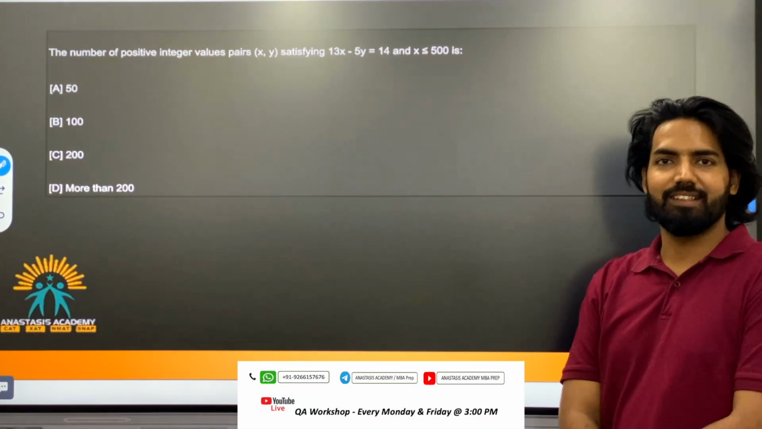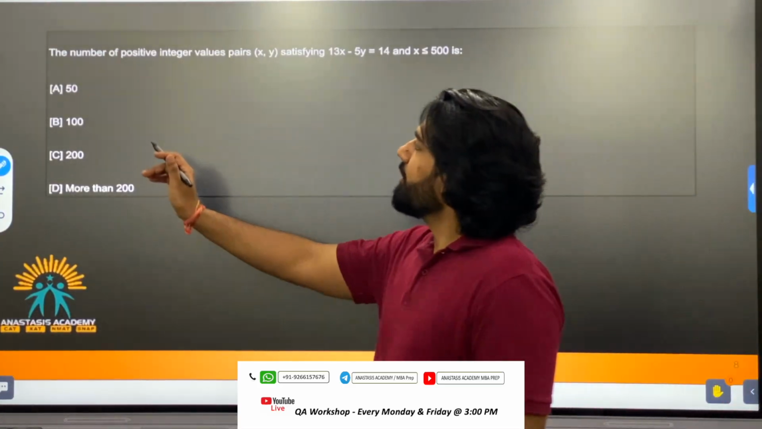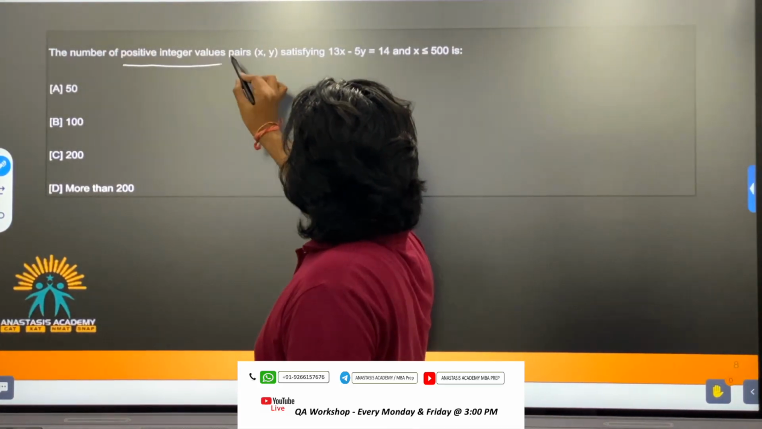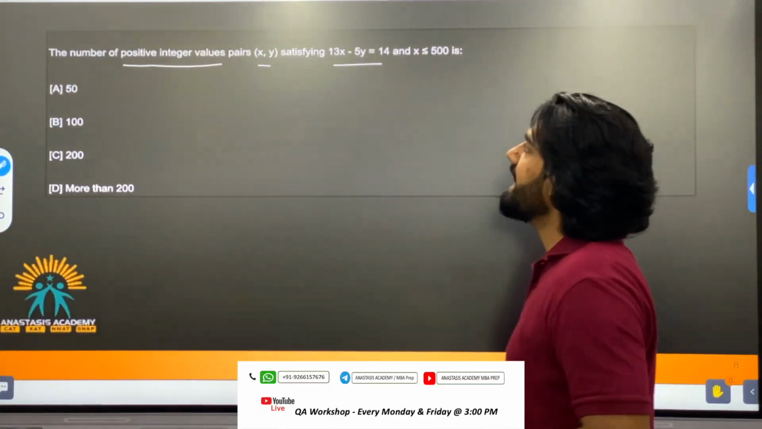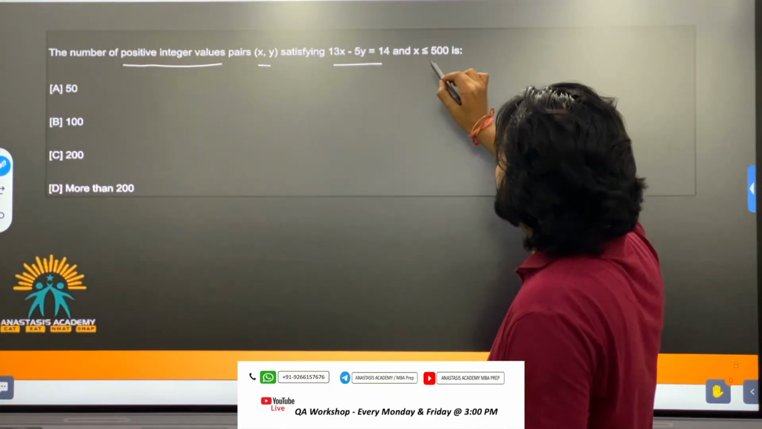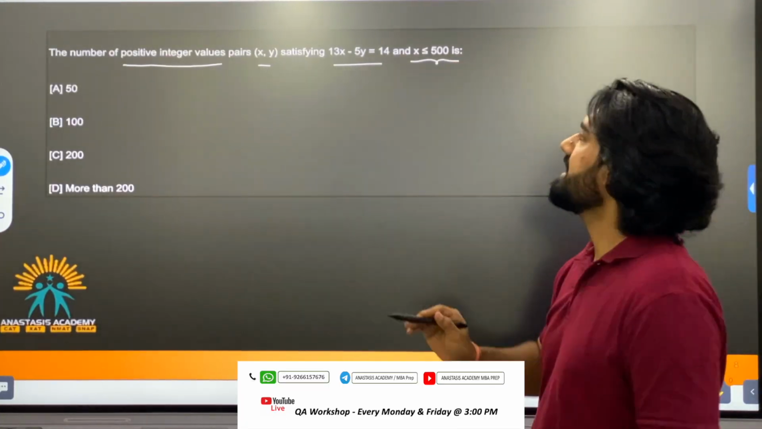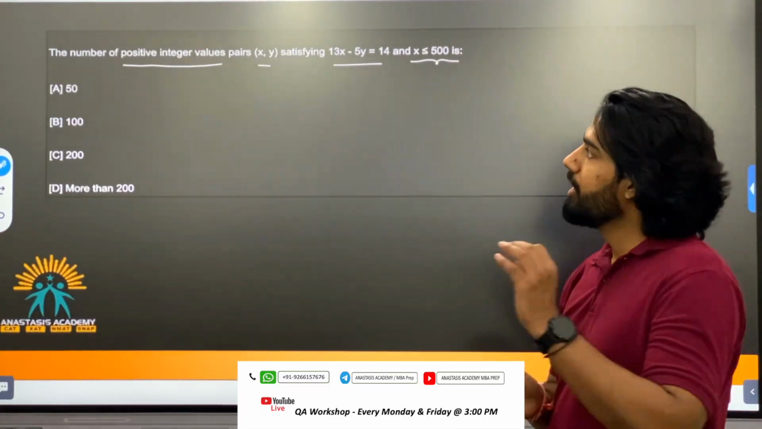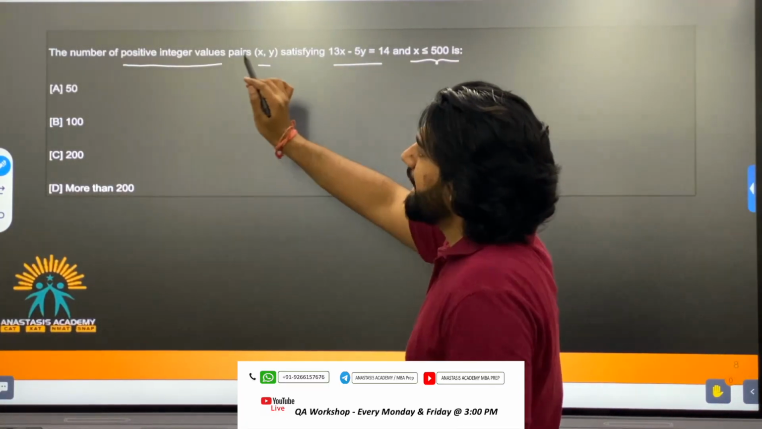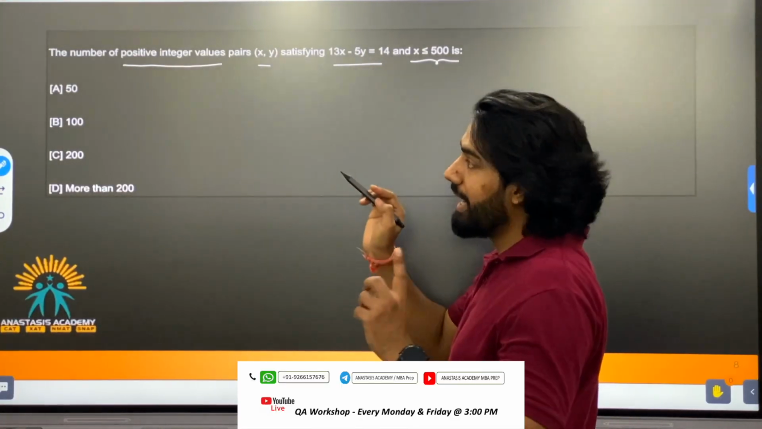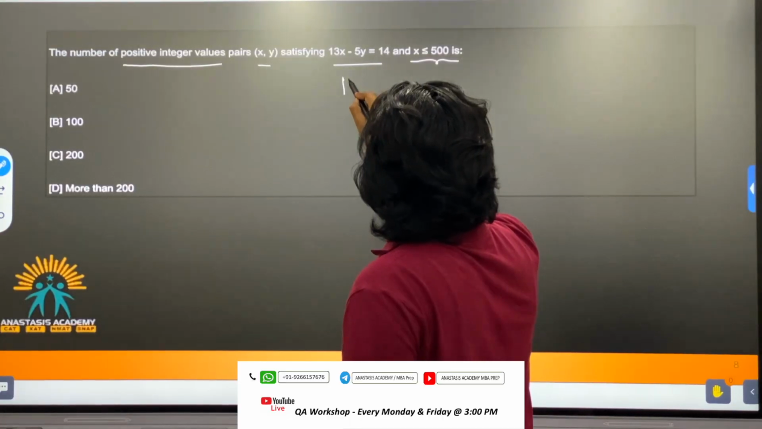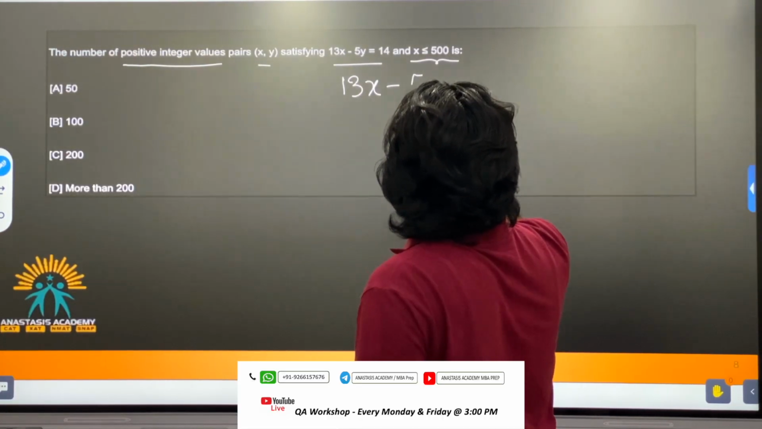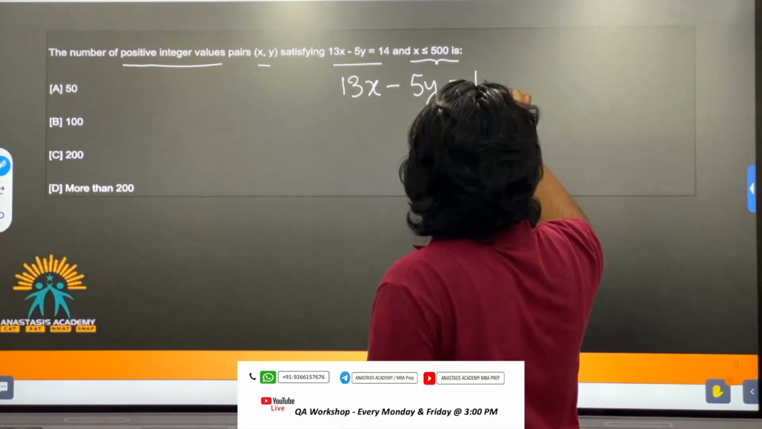Let's solve this question. The number of positive integer value pairs (x, y) satisfying this equation 13x minus 5y is equal to 14, in which x is less than or equal to 500. So we have to find the integer solutions. Mind you, positive integer solution pairs to this equation. So this is 13x minus 5y is equal to 14.